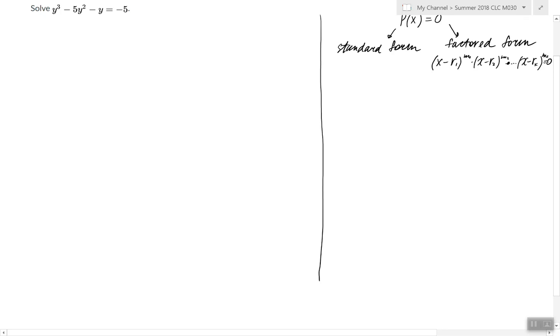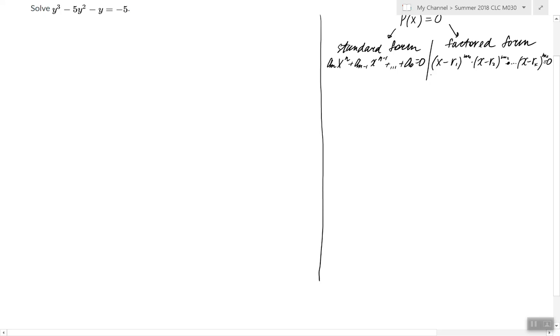And if it's written in standard form, then it looks something like this. You have the leading term with the leading coefficient, and then you have all other terms written in the way that their powers are decreasing, and the last will be the free coefficient. So these are the two different ways to write the polynomial.